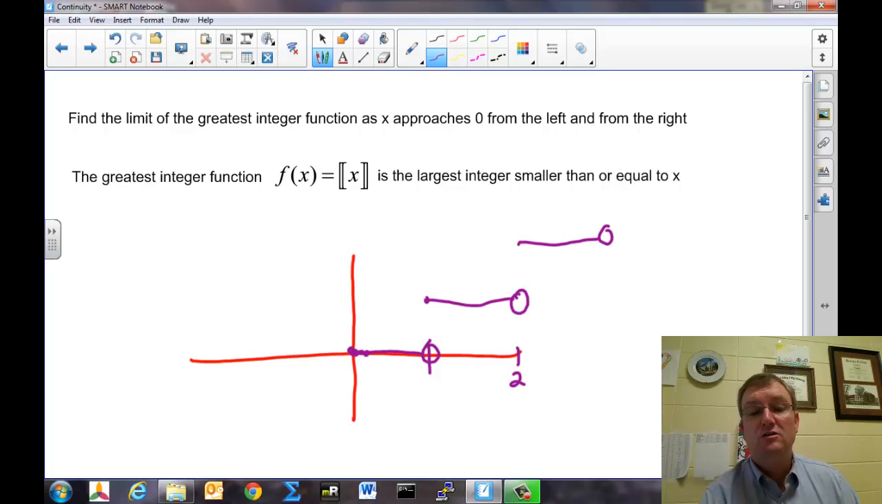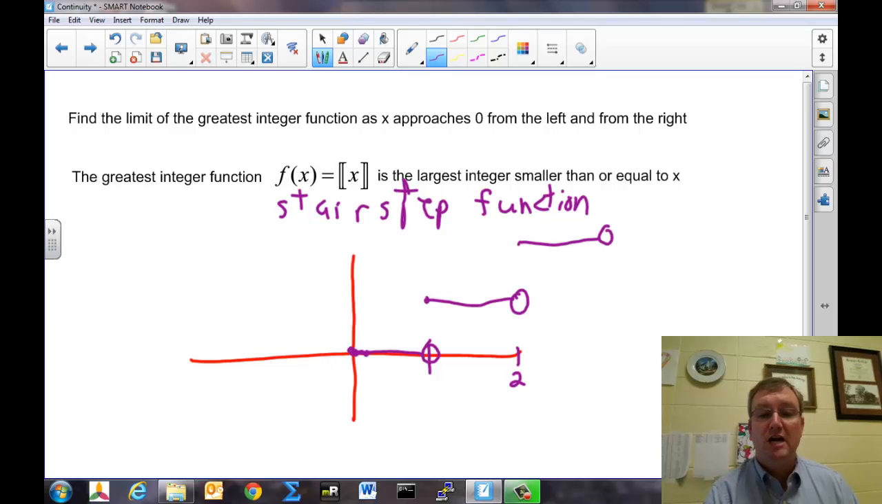And it kind of looks like stairs. So you'll sometimes hear this referred to as the stair-step function. And I would say this is one of those you need to kind of remember what it looks like, because it's hard to graph, hard to remember. But if you just look at it, then it's easy to see.